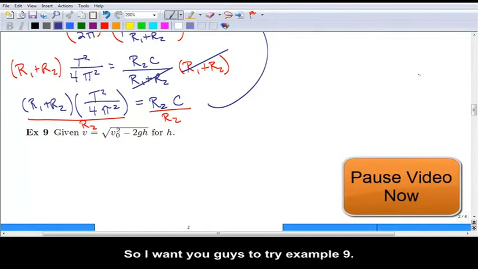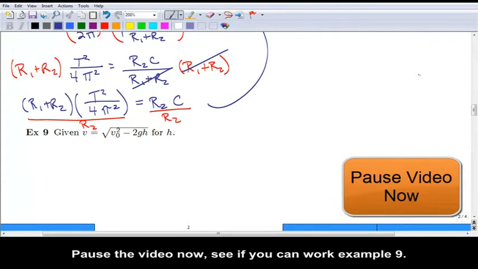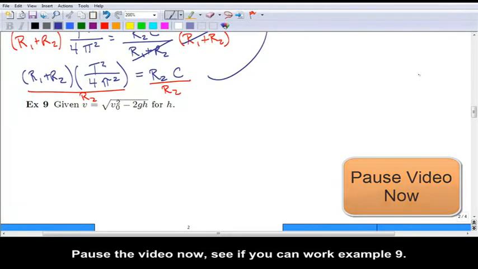So I want you guys to try example 9. Pause the video now, see if you can work example 9.